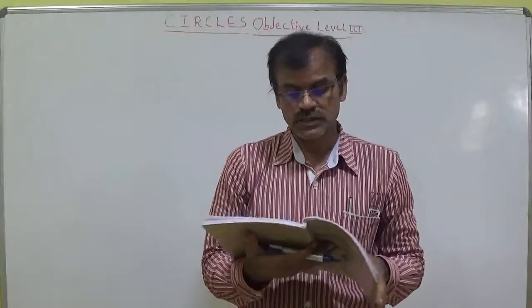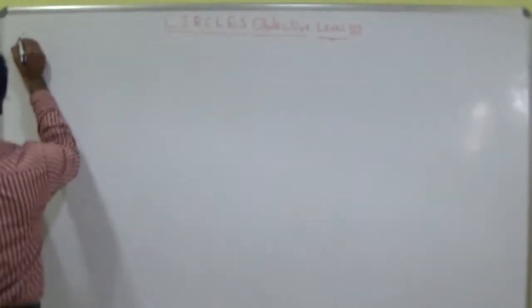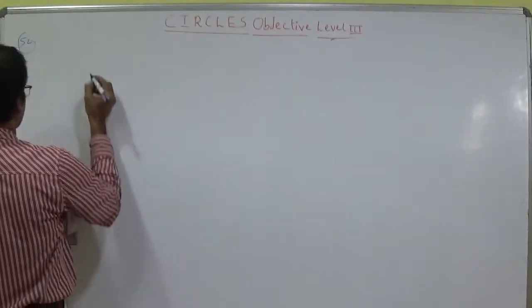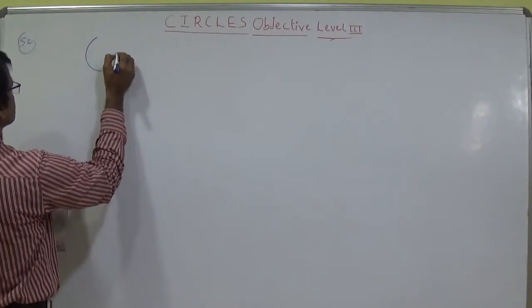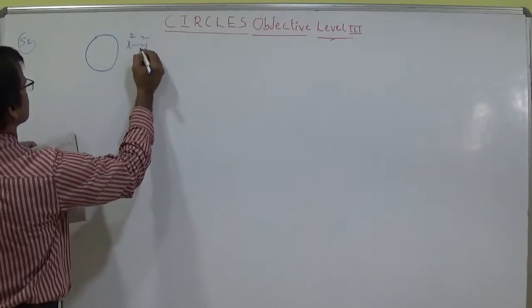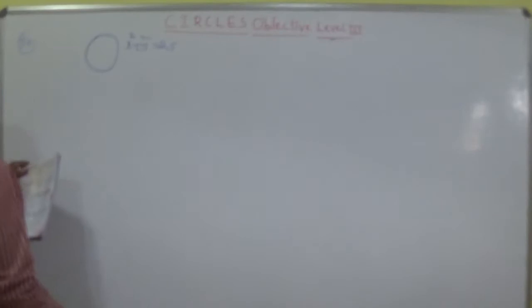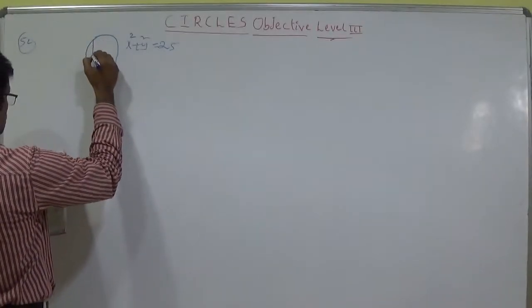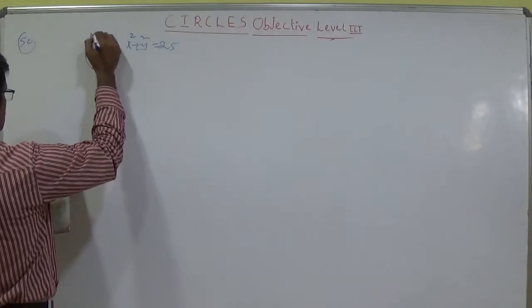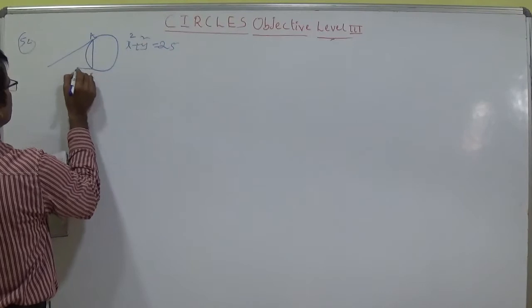Let us discuss 52nd question. AB is a chord of the circle x square plus y square is equal to 25. The tangents at A and B intersect at C. Draw like this: this is a chord, this is A and this is B. Tangent at A and tangent at B intersect at C.